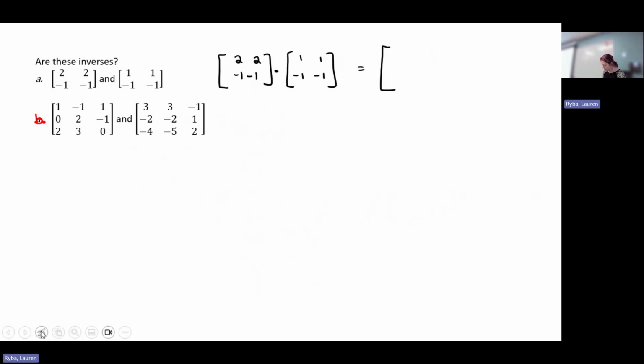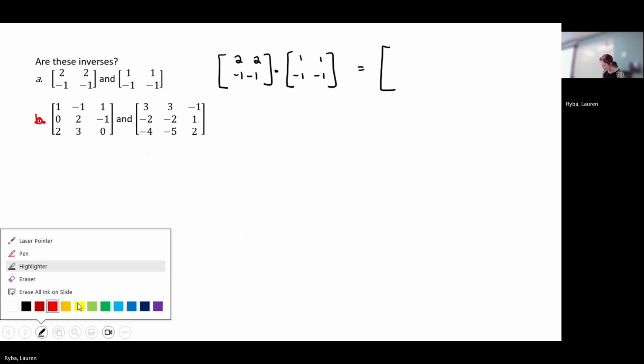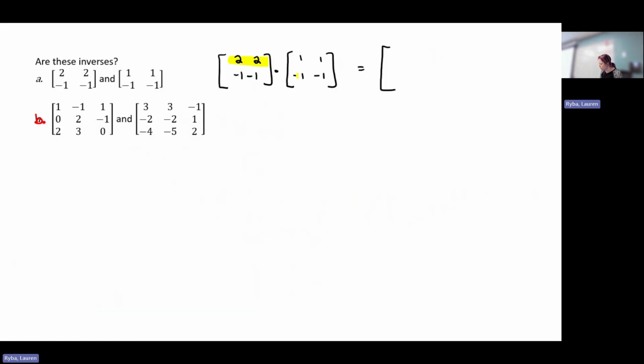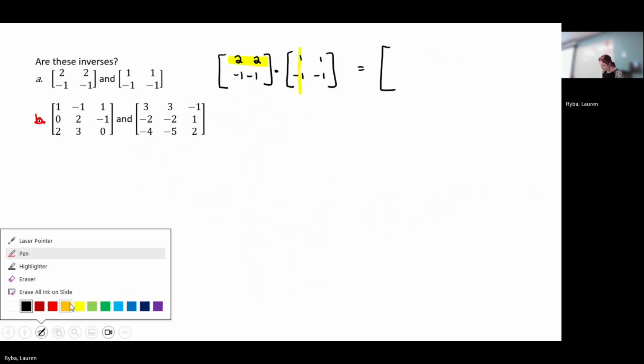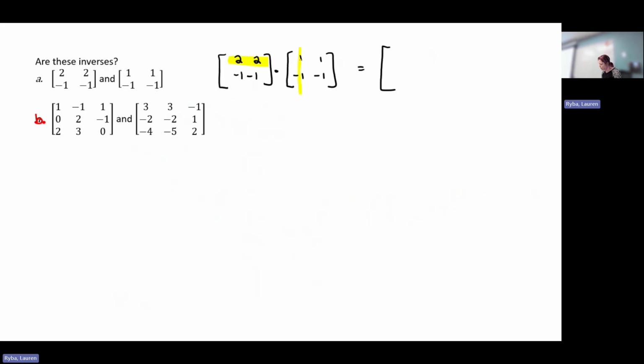All right, so if we take first row, first column, 2 times 1 plus 2 times -1. That's 2 minus 2, that's 0. So I can already stop because that doesn't work, right? So stop, no, doesn't work.